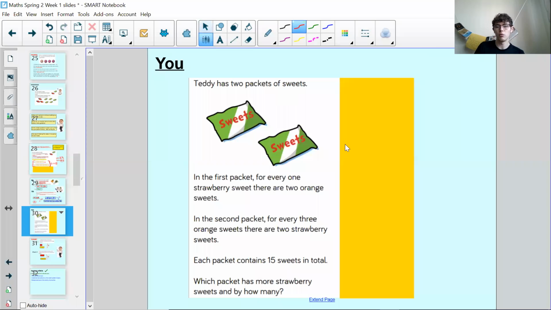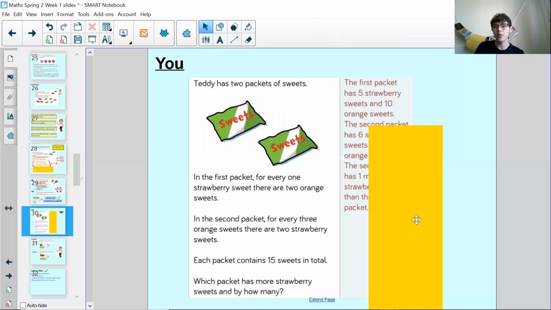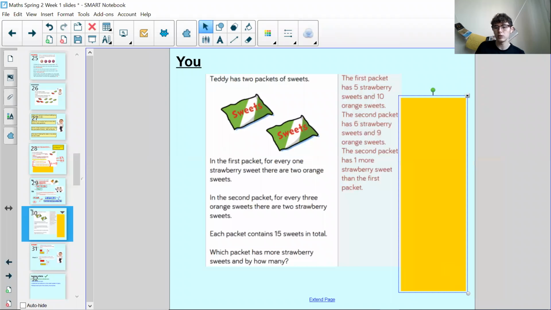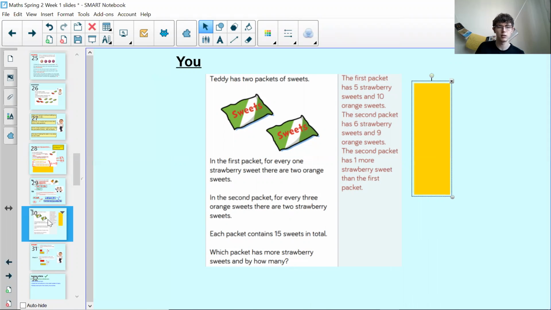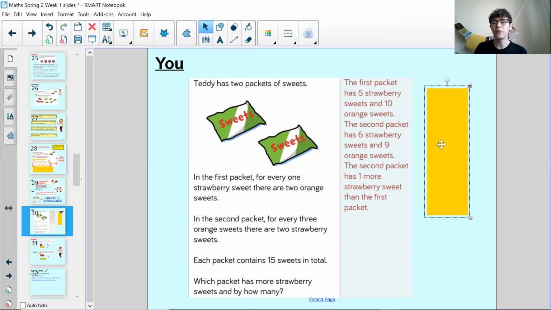Okay, Essex. So well done for having a go at that. The answer is up on screen. I will go through it with a bar model as well. One second, let me just make this bigger. Okay, so the first packet has 5 strawberry sweets and 10 orange sweets. And the second packet has 6 strawberry sweets and 9 orange sweets. So the second packet has 1 more strawberry sweet than the first packet. So that is the answer. Well done if you got it. And let's go through the working out.